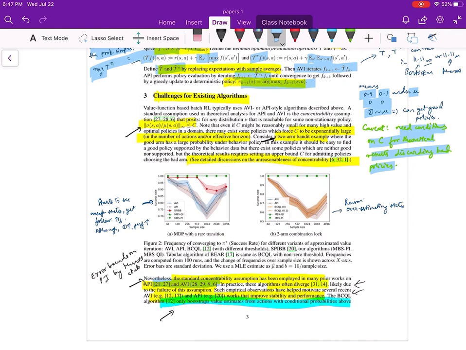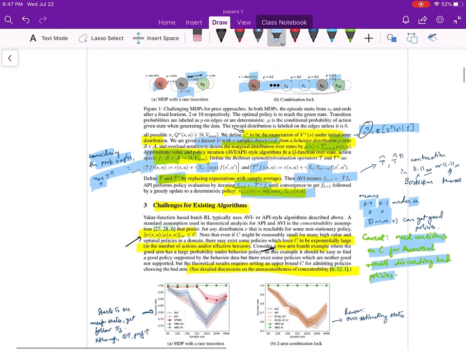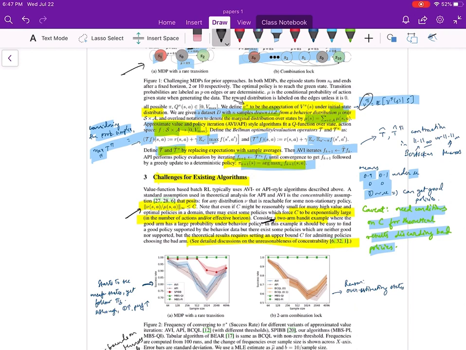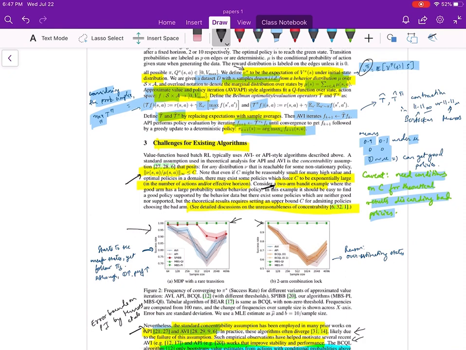If you see in this figure 2, the first figure, the MDP with rare transition, these two are linked. If you see the green curves, these are the algorithms in the current paper, MBS QI, which we'll look at in detail later in this video. So let's see what they're saying here. It starts with C, unsafe states, followed by B.